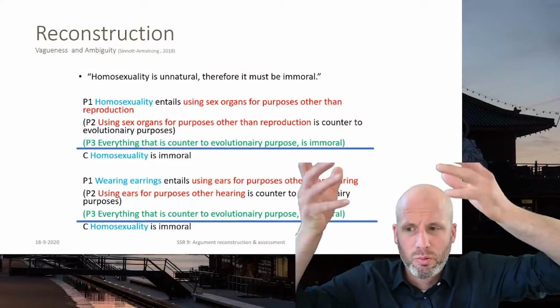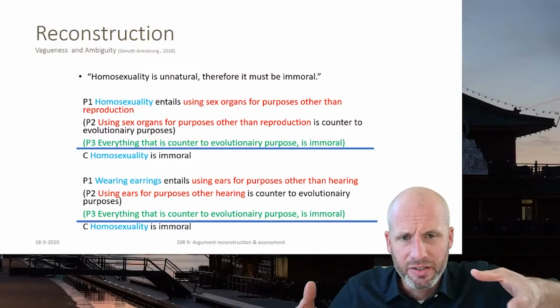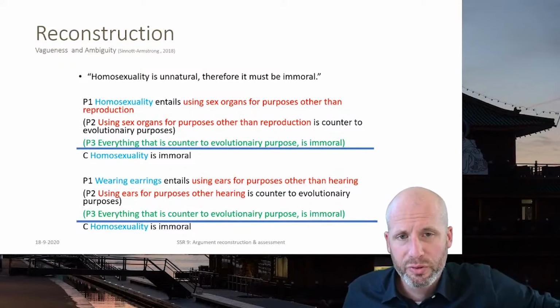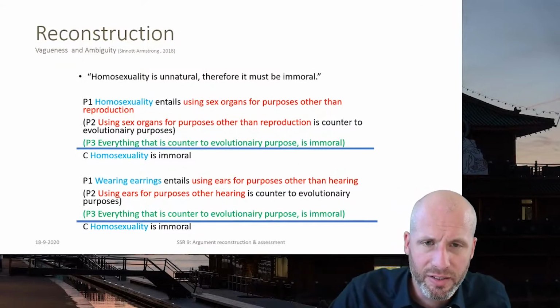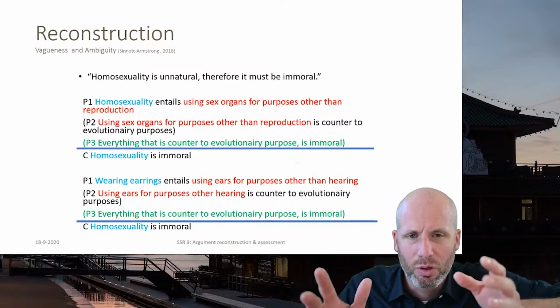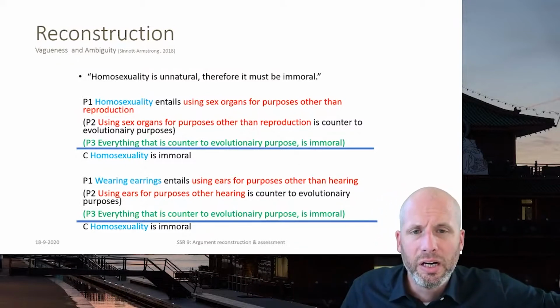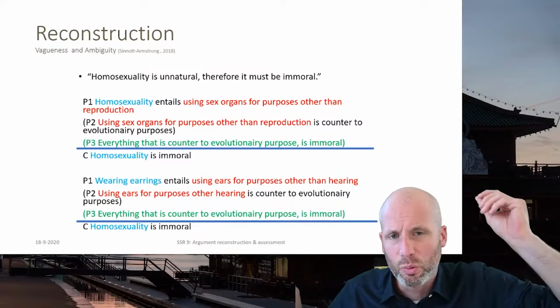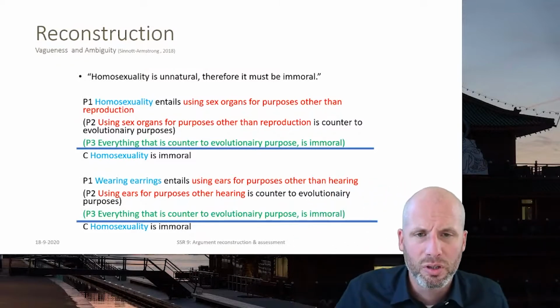Words have an extension, right? The range of things that a word refers to in the actual world, that's the extension of the term. And if what falls within that extension or outside of that extension is unclear, then you call that term vague. If you have multiple clear extensions, but you don't know which one is intended, you would call it ambiguous.